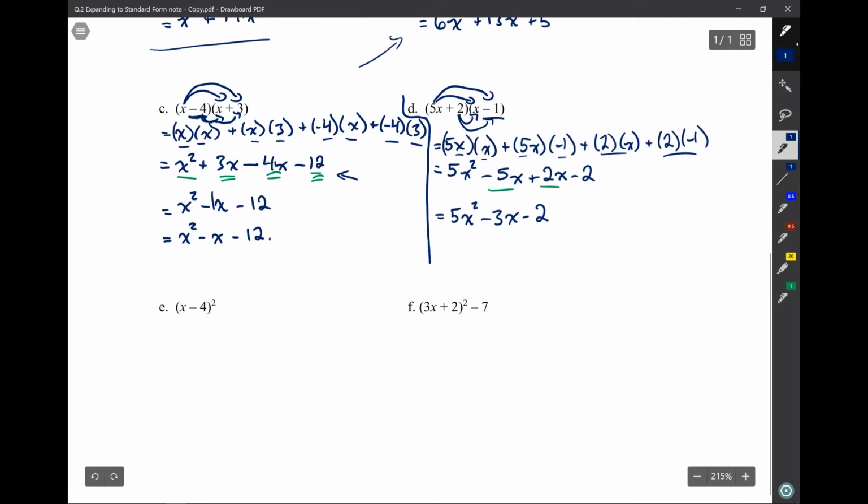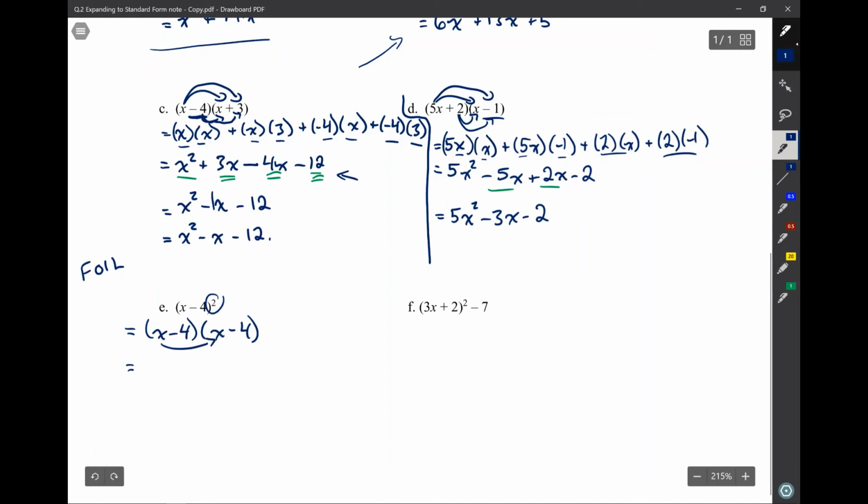And this one's interesting. Let's rewrite this. Because it's something squared, its base, which is x minus 4, times itself. So x minus 4 times x minus 4. That's the first step. And then we can continue as we have. We're going to use still first, outside, inside, last. So we'll start with our first ones here.